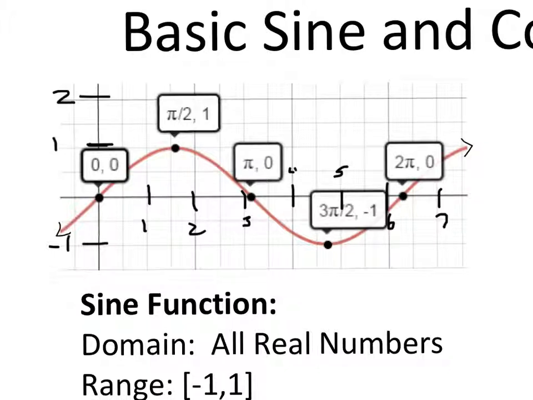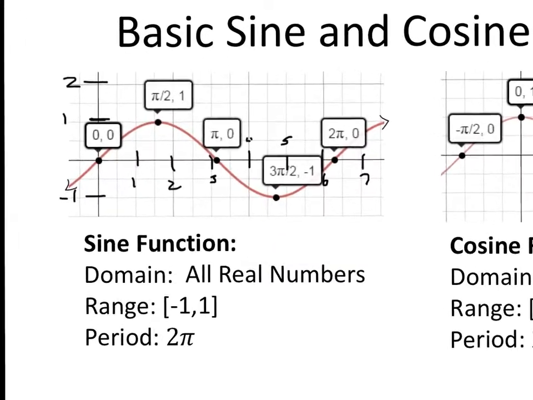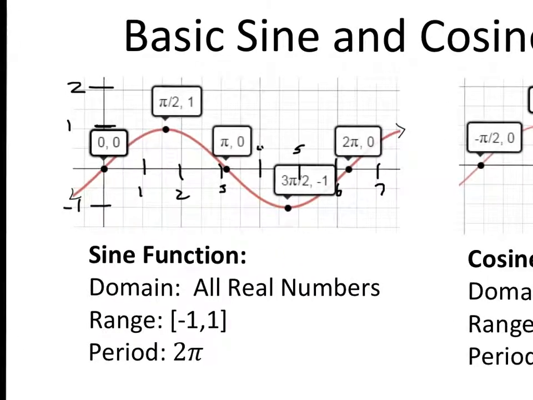My range is another thing that we notice. The basic graph of sine just goes from -1 to +1. It doesn't go any higher than that, okay? The other thing we want to notice is just the period, okay?